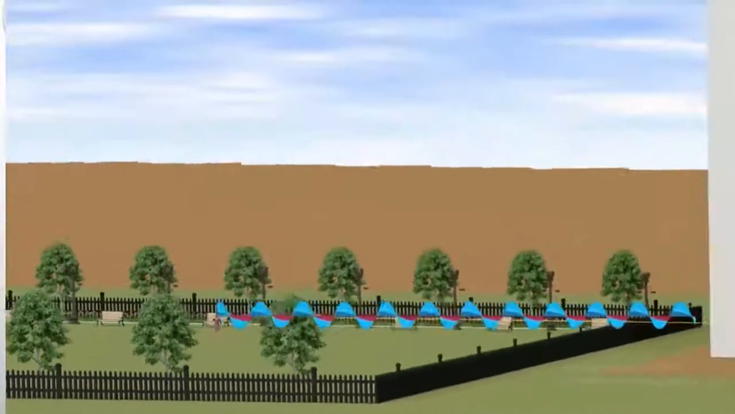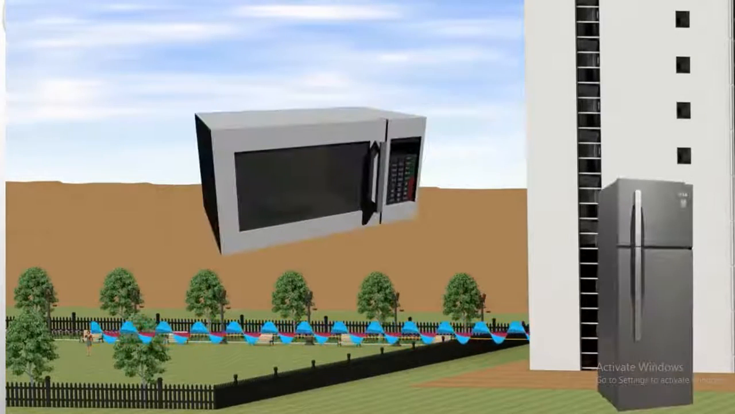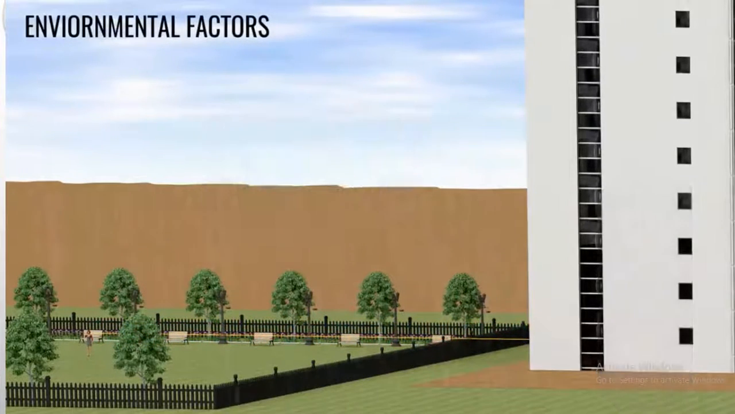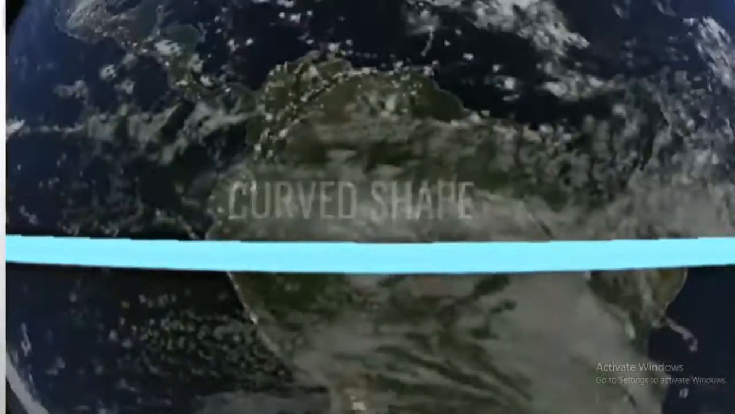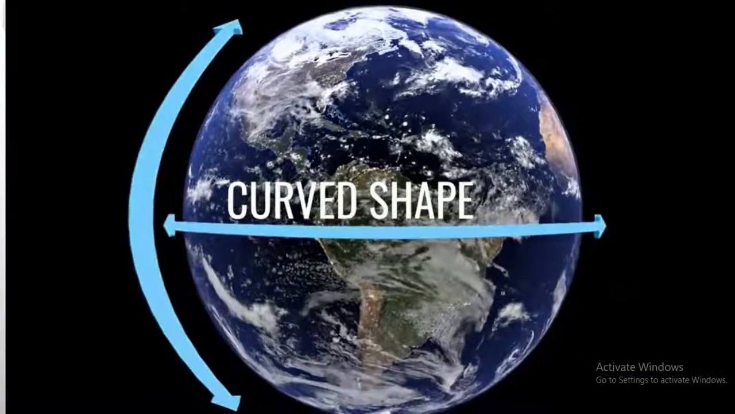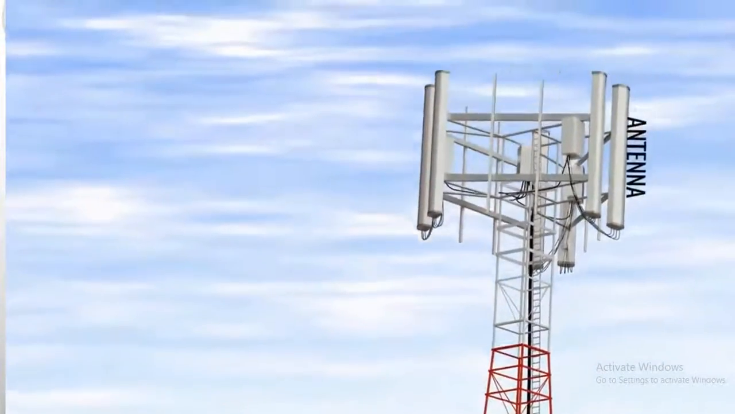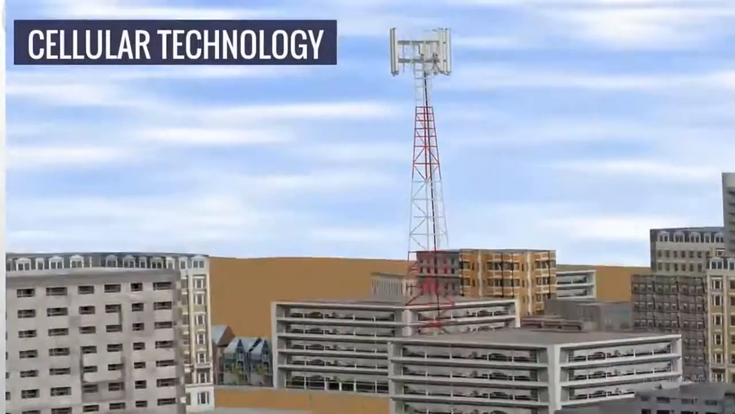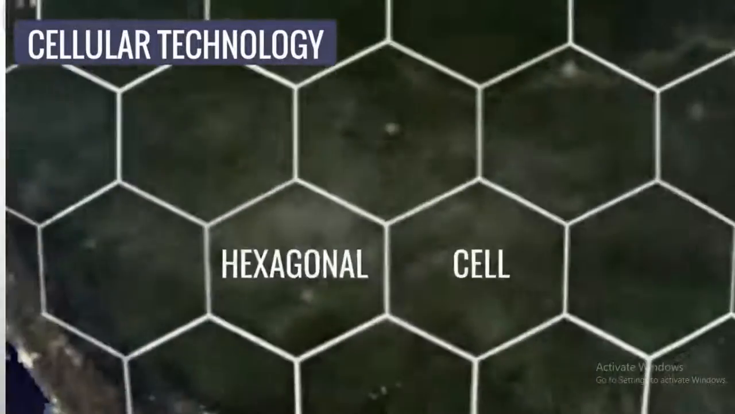But these electromagnetic waves cannot travel a longer distance because they decrease in strength due to external factors. And another problem is the geographical area: your earth is in a curved shape, so electromagnetic waves travel in a straight line. In order to overcome this, we have placed a base station in cellular technology. This base station is nothing but your cell tower, which consists of your antenna.